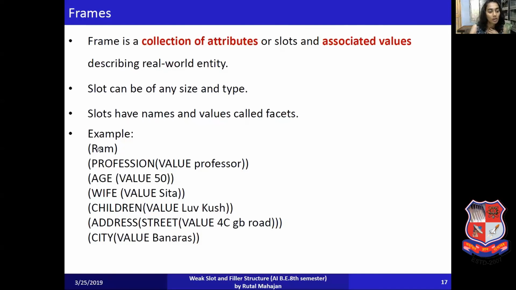Now, wife of RAM. What is the value of wife of RAM? That is Sita. Children. The value is Love and Kush. Address. In address we again specify other things. That is street. Its value is 4C Road. City. Then we can show the value Banaras. This is how we can represent any knowledge using frames.